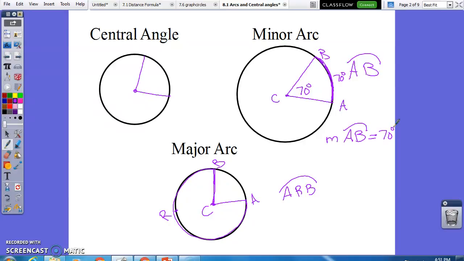Now over here on this problem, if this is a 90 degree angle, then the measure of arc ARB would be 270 degrees. And we would find that by taking 360 minus the 90. Because it's 360 degrees all the way around the circle.